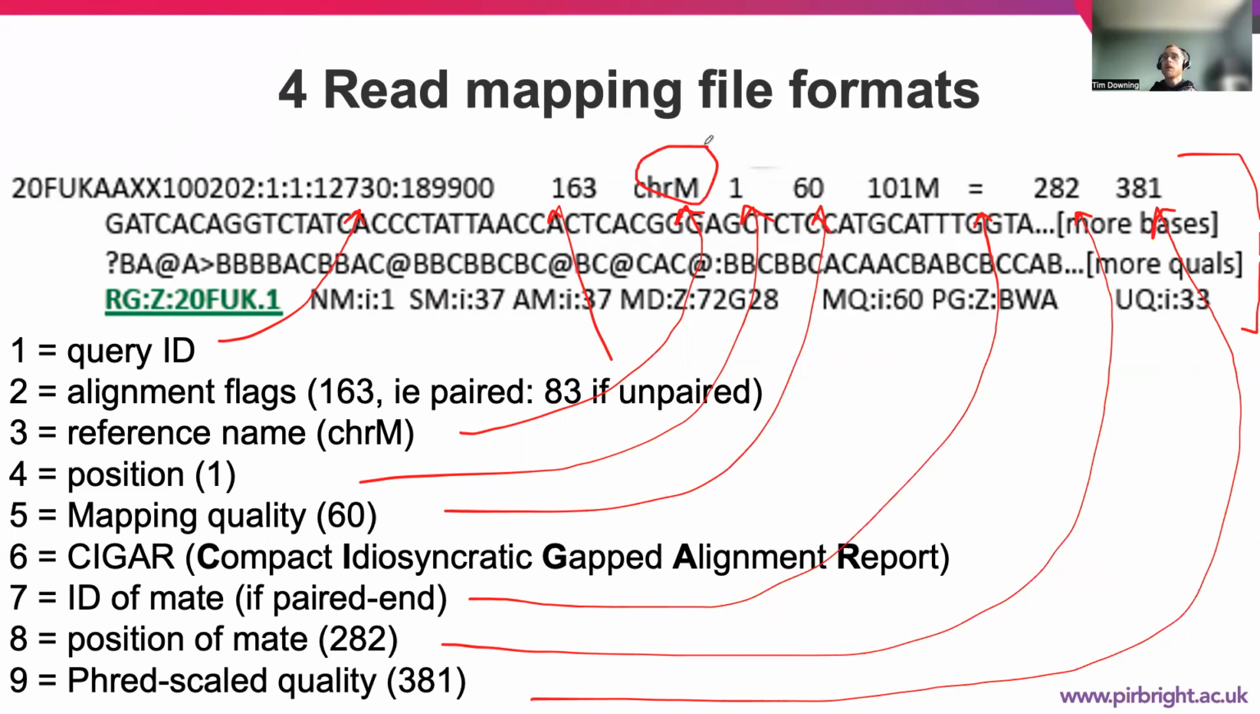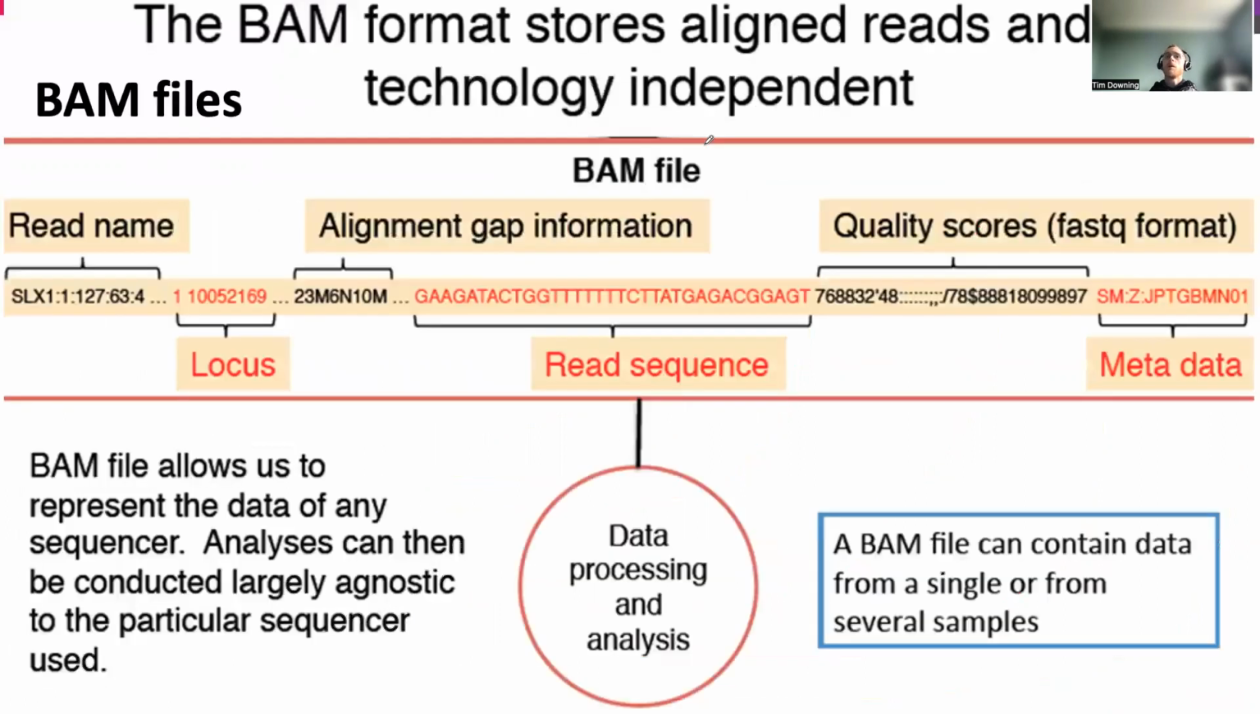The BAM file is in the same format, with the same information, but it's arranged as a single non-human readable format. So the read ID, the location where it's mapped, the alignment score, the sequence, the quality score, and other metadata associated with that. So it's basically the same thing.